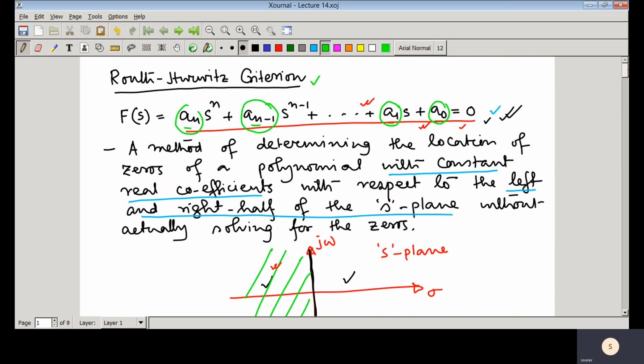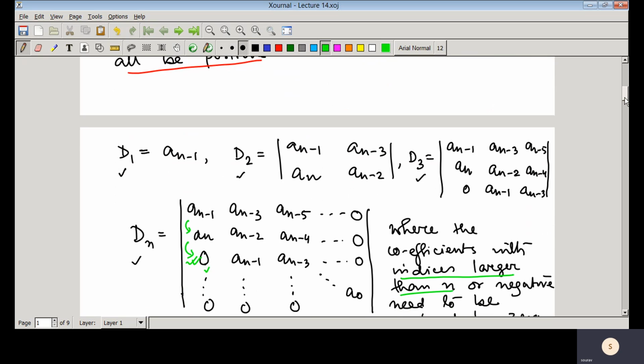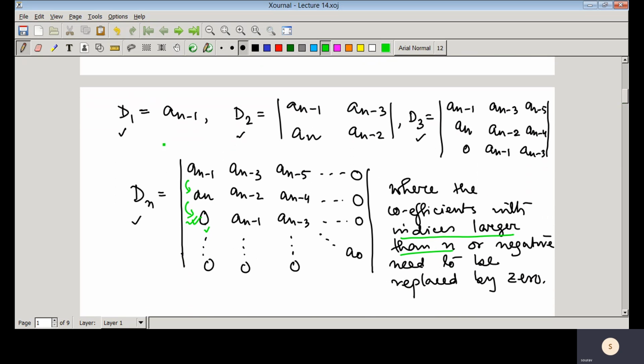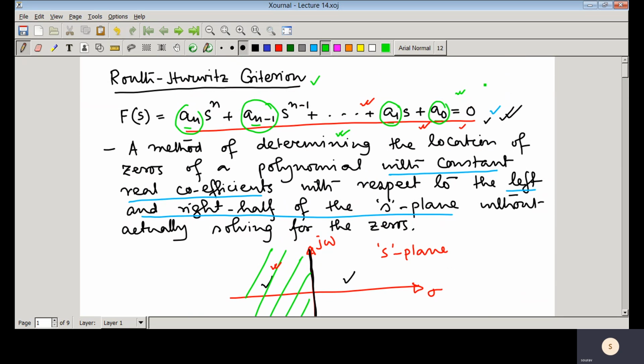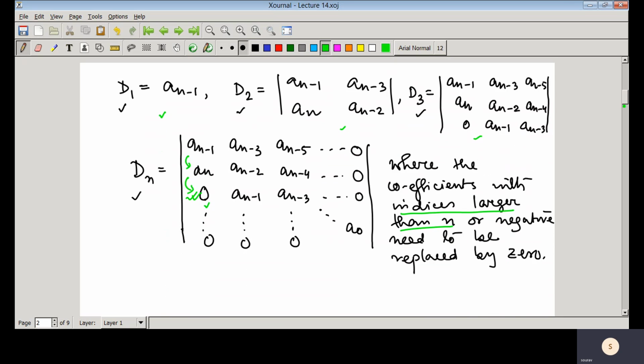So what we have discussed now is that whenever a characteristic equation is given and all the coefficients are real, we can form the Hurwitz determinants. These are all the Hurwitz determinants. Now the roots of this particular polynomial will be in the left half of the S-plane if and only if all the determinants are positive.